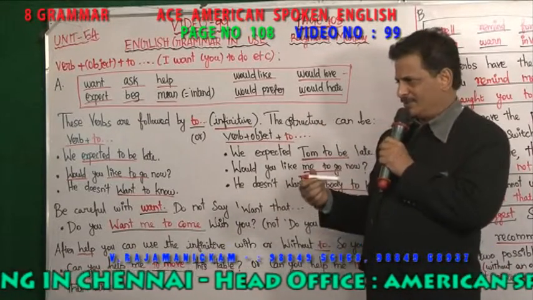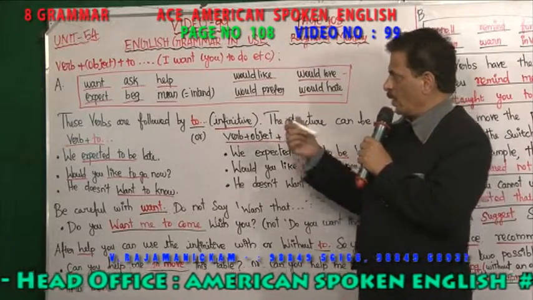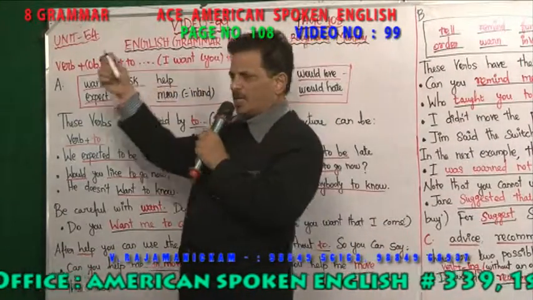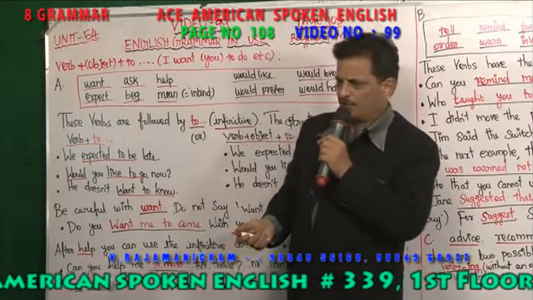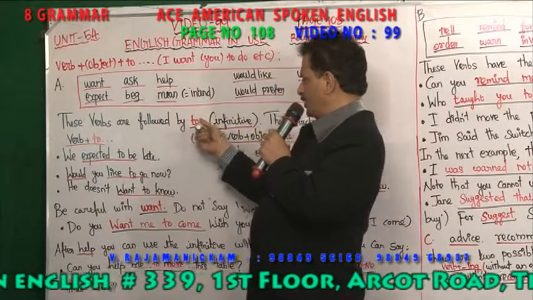Something you can use to buy, to be late, whatever it is, right? So, all these verbs, after these verbs, you're taking an object with the to plus present tense verb. You see, these verbs are followed by to infinitive.